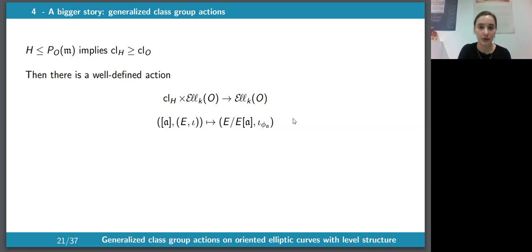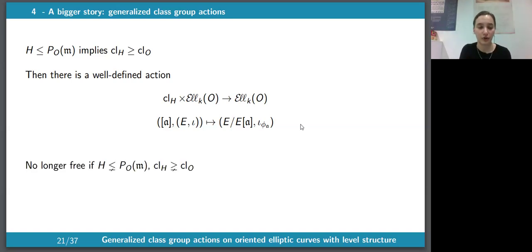This means, however, that there is still a well-defined action of a generalized class group on the set of O-oriented elliptic curves, which works precisely in the same way. But what we do is we take a class of an ideal A in the class group of H, we send it first to the class of the same ideal now in the class group of O, thanks to the natural surjection from the class group of H to the class group of O, and then we apply the action as usual.